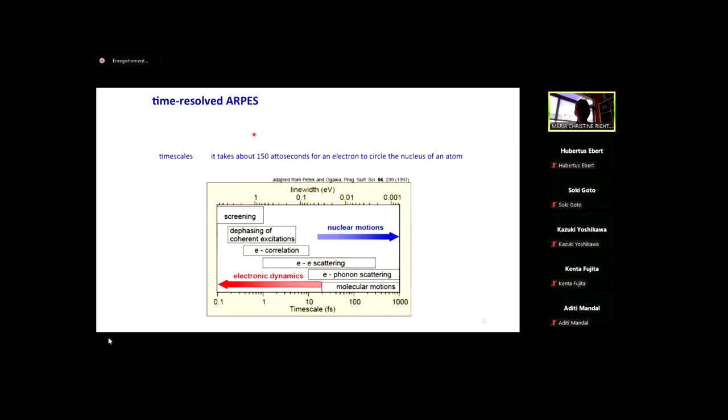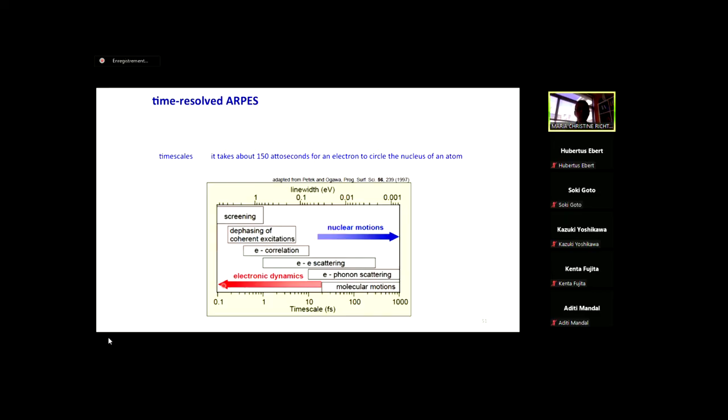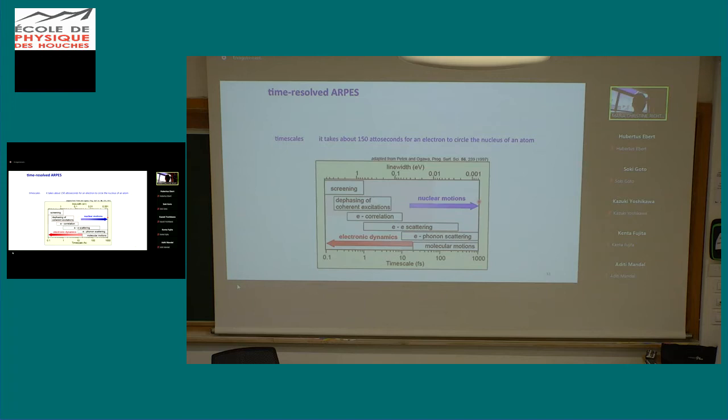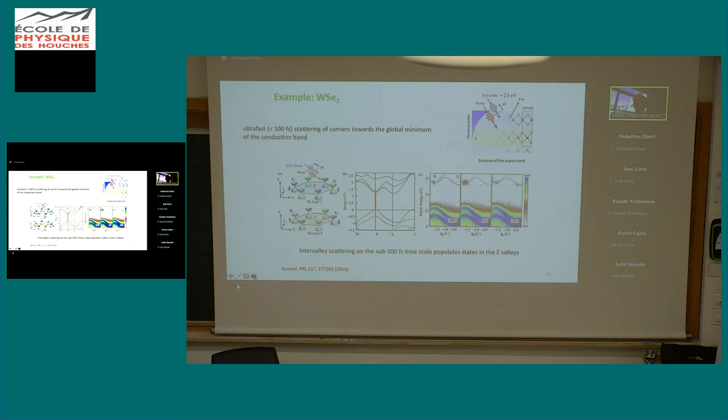So here are some time scales. We have the time scales for electrons. Electron dynamics are all of the order of femtoseconds, so below 10 femtoseconds. And the nuclear motion is, of course, much slower. You have nuclear motion like 100,000 picoseconds. Just as an idea, it takes 150 attoseconds for an electron to circle around the nucleus of an atom. So the attosecond is really different physics to look at attosecond resolution. That's what we want to get to. But then, of course, the shorter the pulses are, the higher the bandwidth of the radiation, and we lose in energy resolution.